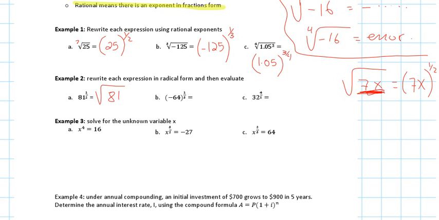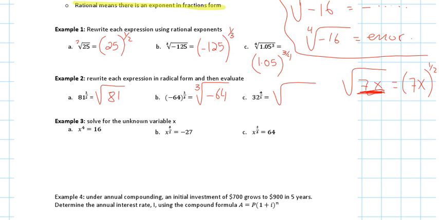Okay, how would you write this as a radical? Square root of negative 64? No, cube root of negative 64. And then show your work. That's showing your work. It's right there. The fifth root of 32 raised to the power of 4.